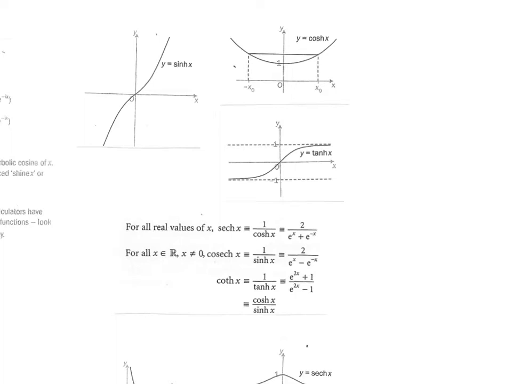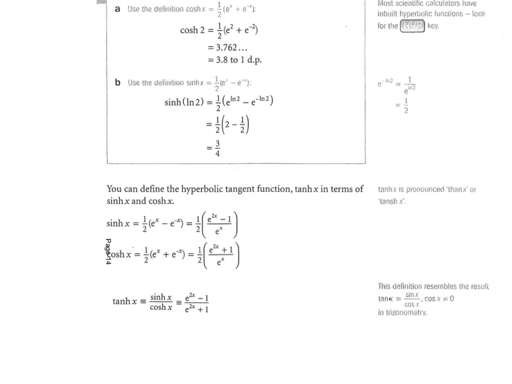But like in trigonometry, we have 1 over sine is equal to cosec, 1 over cos is secant, and 1 over tan is cotangent. We have the same in hyperbolic functions as well. So sech is the same as 1 over cosh x. And so if we look back to our values here for cosh x, it's e to the 2x plus 1 over 2e to the x. When we turn that upside down, that's what we get.